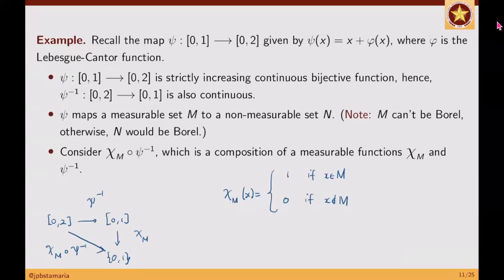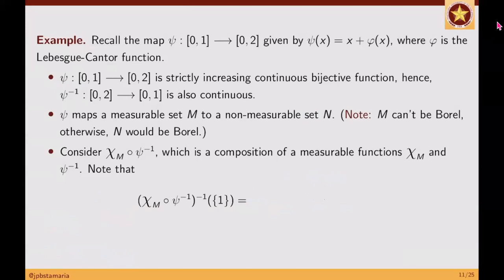Okay, let's continue. I want to show that this is not Lebesgue measurable at all by doing the following. I'm going to take the singleton containing 1. You know that singletons are Borel measurable. This is a Borel set. I will take the inverse image of the singleton with respect to that composition.